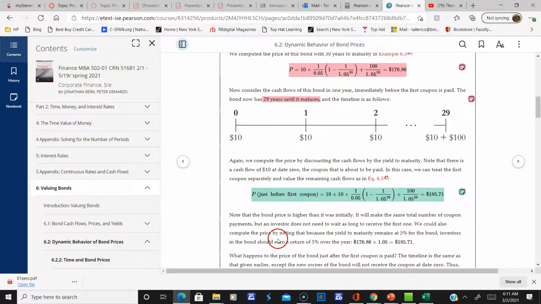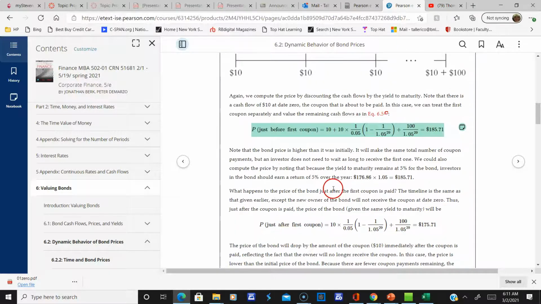We could also compute the price by noting that because the yield to maturity remains at 5% for the bond, investors in the bond should earn a return of 5% over the year, which is 185.71. Notice how you take this price here. This is the price of the bond at 5%, and it does come out to 185.71.